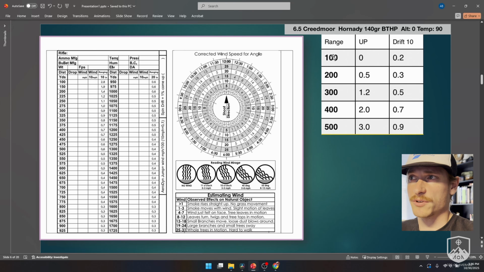This is a very simplistic version, so all you have is how much you need to come up, and then in a 10 mile an hour wind, there's going to be that much drift. That's going to be your left and right, or your windage.